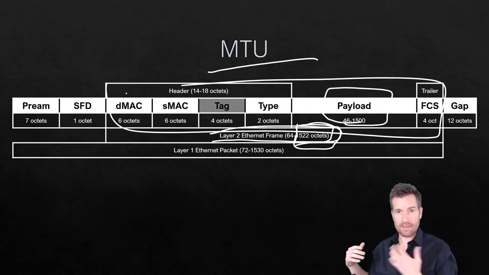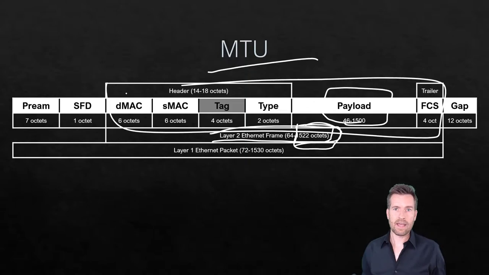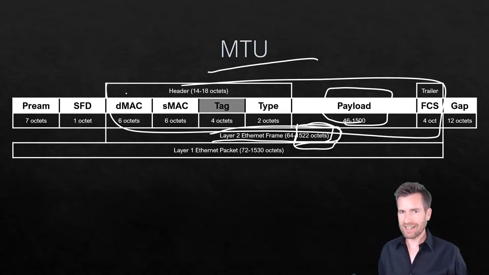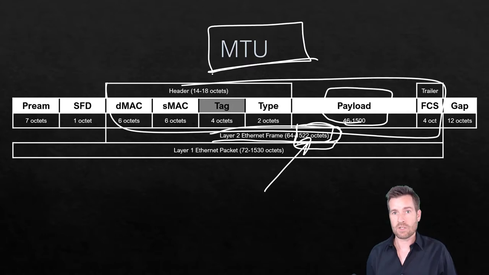Once again, the standard is 1,522, although there are some abilities to change that, but you have to change it on all of your equipment. So most of the time, on most of our networks, we just use the standard, and that's the maximum transmission unit, the max amount that we can actually transmit.